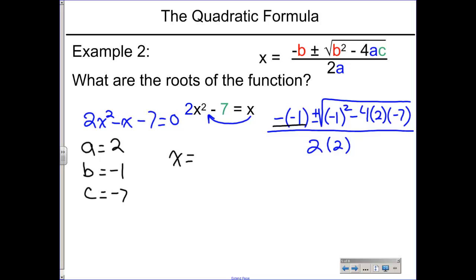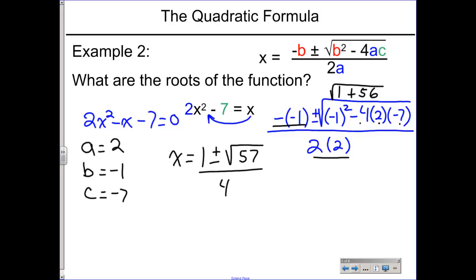The first one here is negative times the negative is going to be a +1, plus or minus. Now I'm going to do these one at a time. This is square root of -1 squared is 1. And over here I have a -4 times a 2 times a -7. Well, negative times negative is going to be a positive. 4 times 2 is 8. 8 times 7 is 56. So that's plus 56. So underneath the radical, I have a 1 plus 56. And 1 plus 56 is 57. So we'll call that the square root of 57 over, and 2 times 2 is going to give us 4. So the whole thing is going to be over 4.